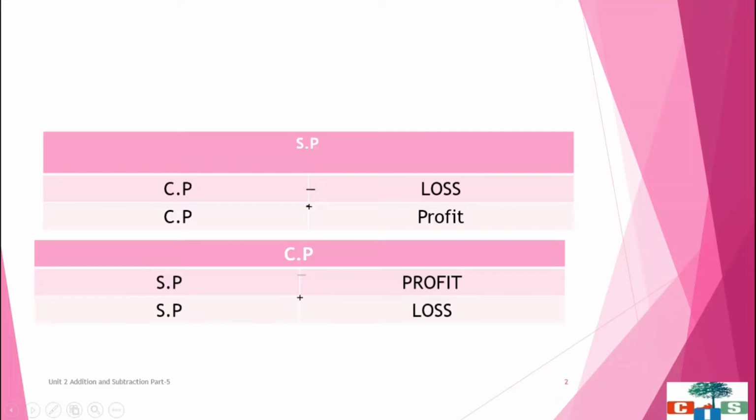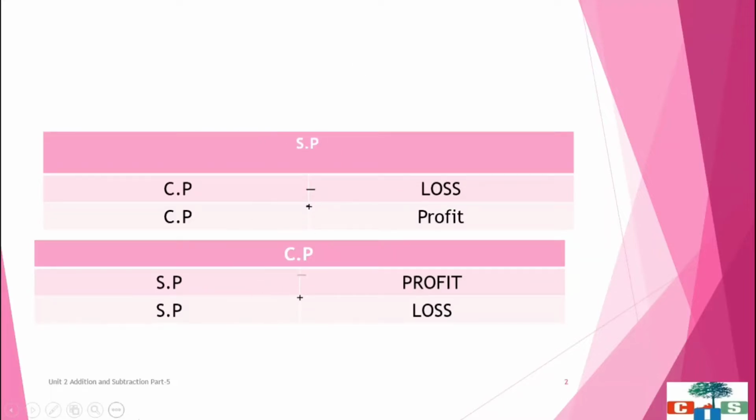So let's start. If we want to find selling price, and cost price and loss are given, at that time you have to subtract loss from cost price. If we want to find selling price, and cost price and profit are given, at that time you have to add cost price and profit. This is the formula for finding the selling price.